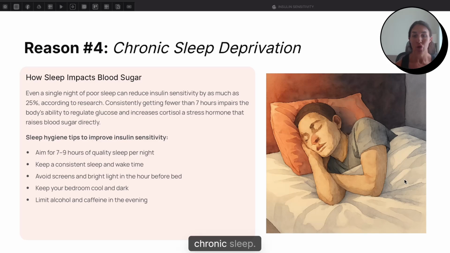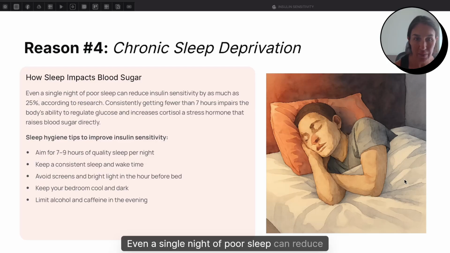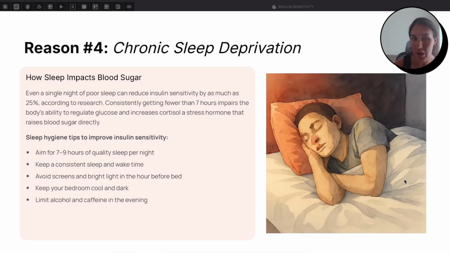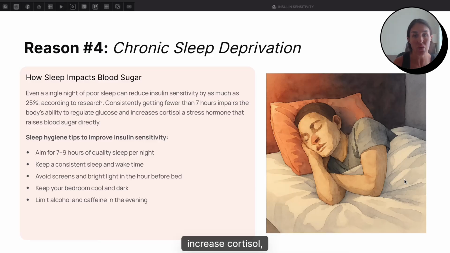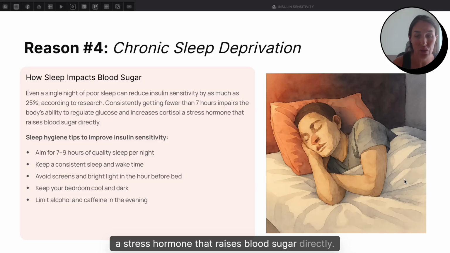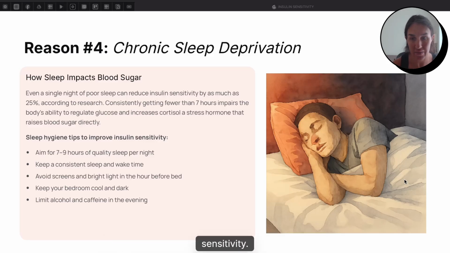Number 4, chronic sleep deprivation. So how sleep impacts blood sugar. Even a single night of poor sleep can reduce insulin sensitivity by as much as 25%, according to research. Consistently getting fewer than 7 hours impairs the body's ability to regulate glucose and increases cortisol, a stress hormone that raises blood sugar directly. So sleep hygiene tips to improve your insulin sensitivity.